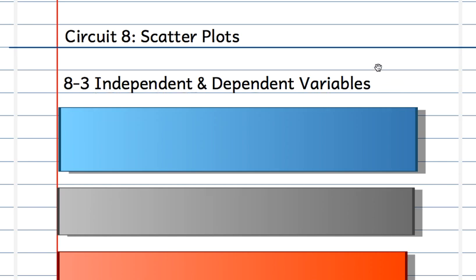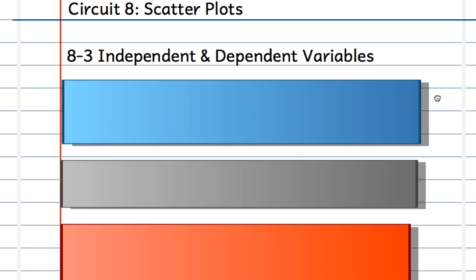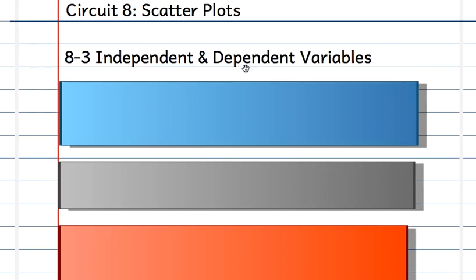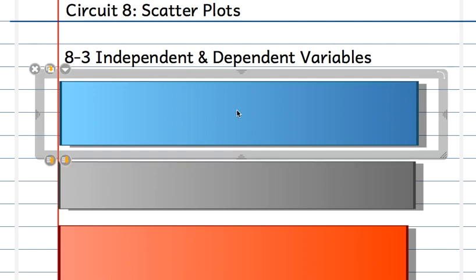Today it's probably going to be about a page worth of writing. I would write this down because you're going to have some practice with this, as well as at the end of this unit we'll have that assessment and you can use your notes on that. So today we're doing independent and dependent variables. We touched on this at the beginning of the year, but we're coming back to it because it's been a while since we've talked about it. That's the name of our lesson.